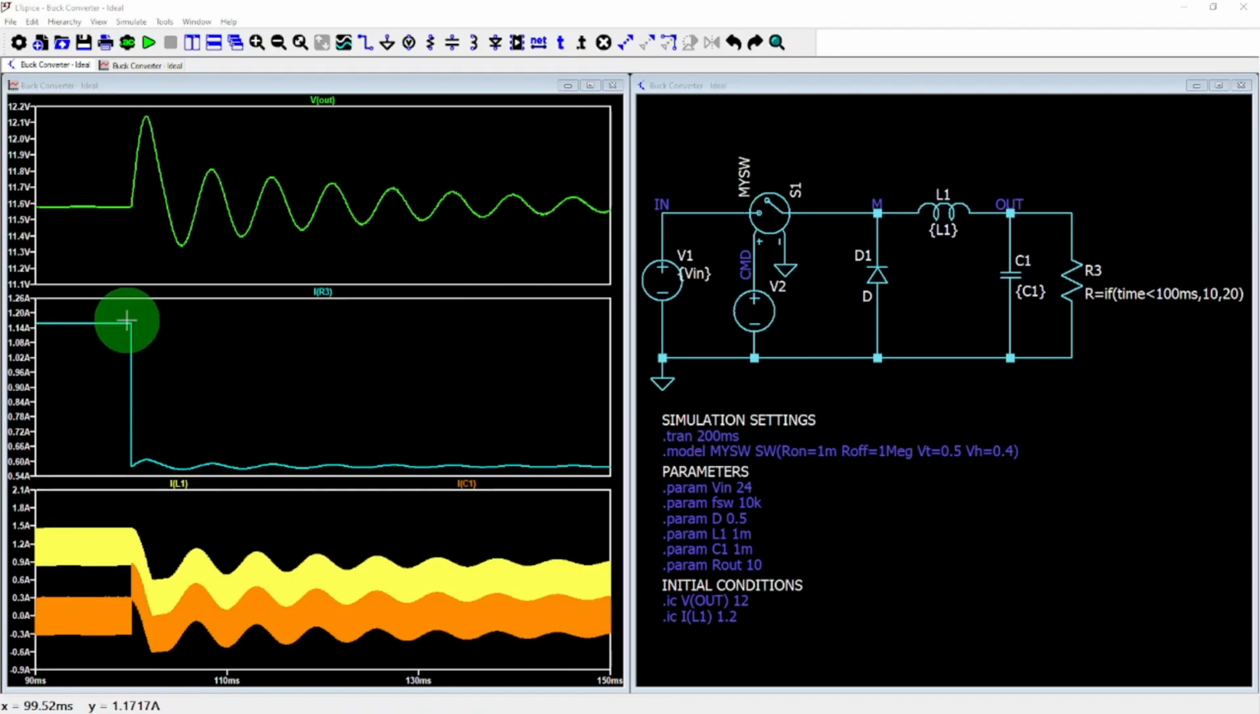At 100 milliseconds, the load drops, and we see a voltage overshoot. This happens because the capacitor charges up from the excess inductor current. The inductor doesn't instantly recognize the load change and continues pushing current, but the lighter load can't absorb it all. The excess current charges the output capacitor, causing the voltage to rise. The increase in output voltage then forces the inductor current to reduce, and after a few oscillations, a steady state is reached.